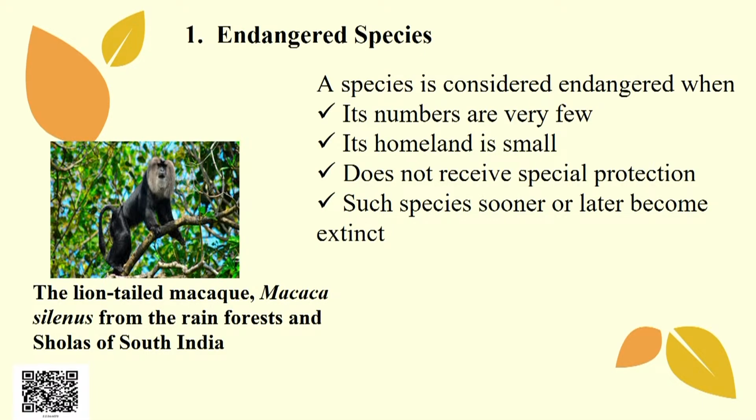We will take a few examples of how we can define each. First, endangered species. A species is considered endangered when its numbers are very few, its homeland is small, it does not receive special protection, and such a species sooner or later becomes extinct. An example we can take is the lion-tailed macaque from the rainforests and sholas of South India.